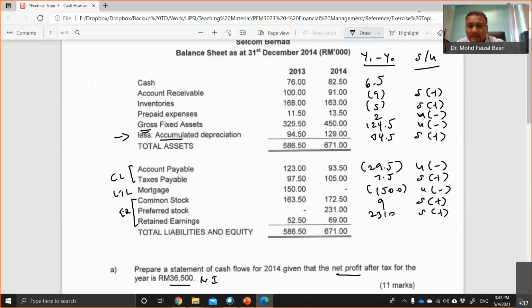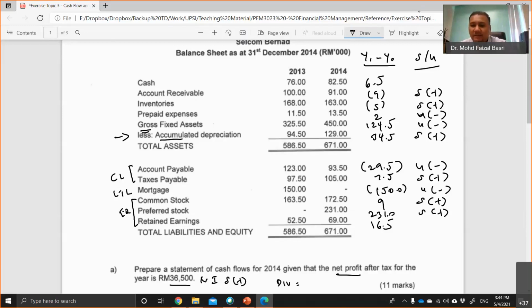And for retained earnings, I just calculate, and the difference would be 16.5. Retained earnings will not be part of sources and uses, but we need this information when we want to find dividends. For the income statement, we have net income, our source, plus 36.5. Depreciation we already have, 34.5. So we are left with dividends, and we need to find them.